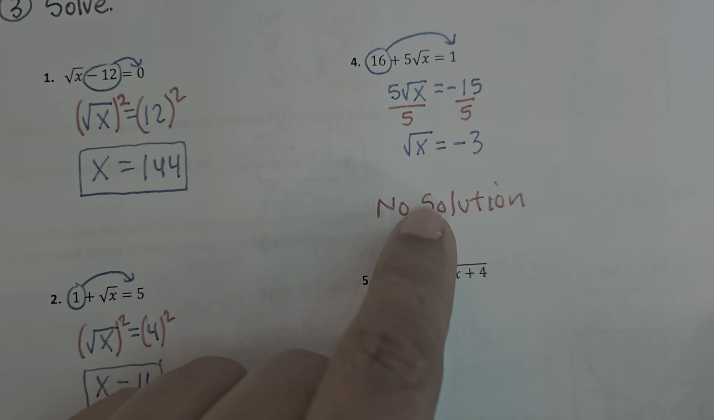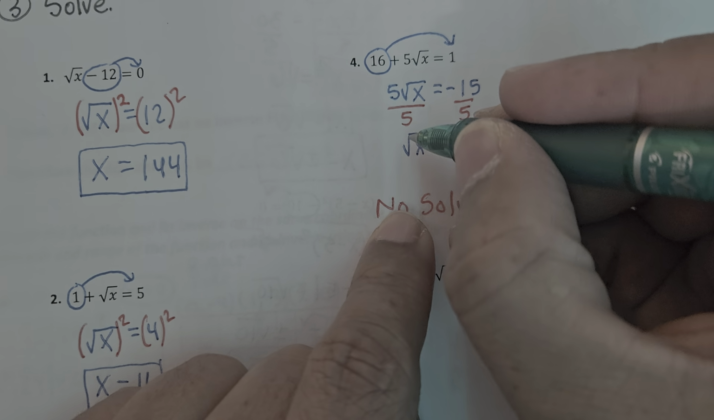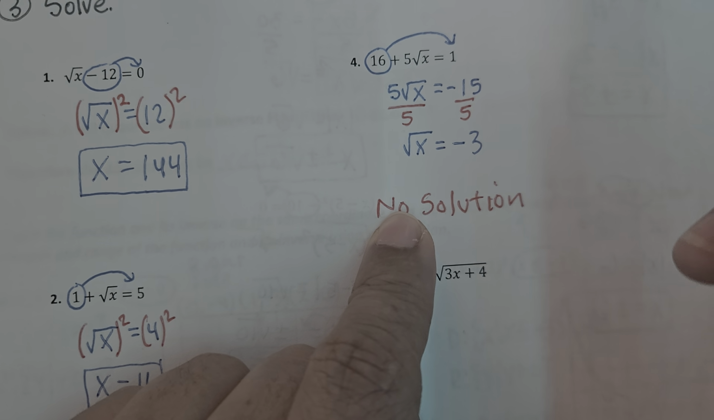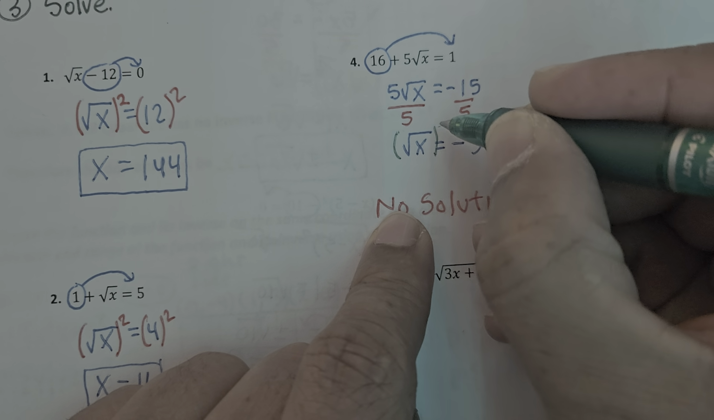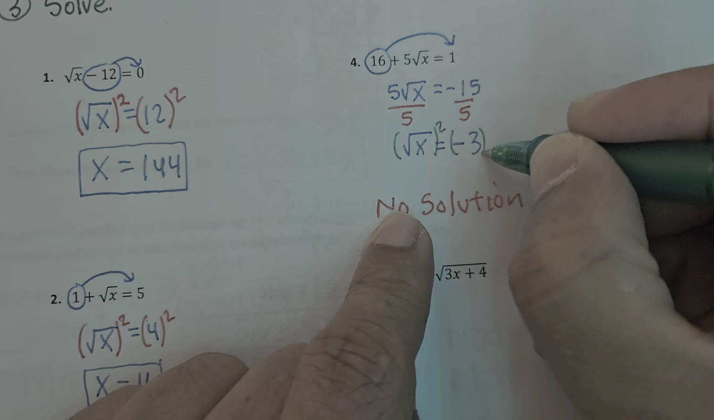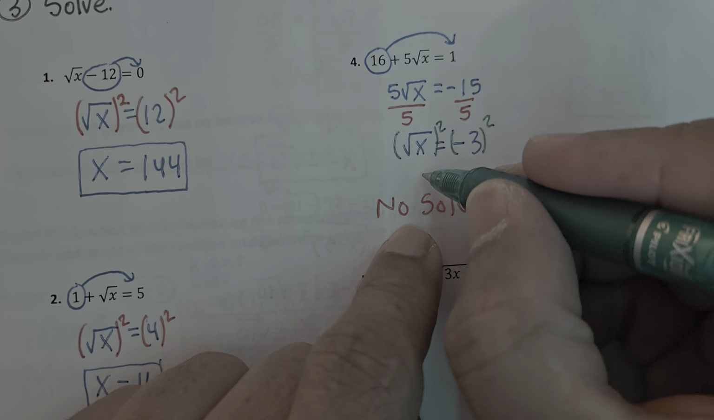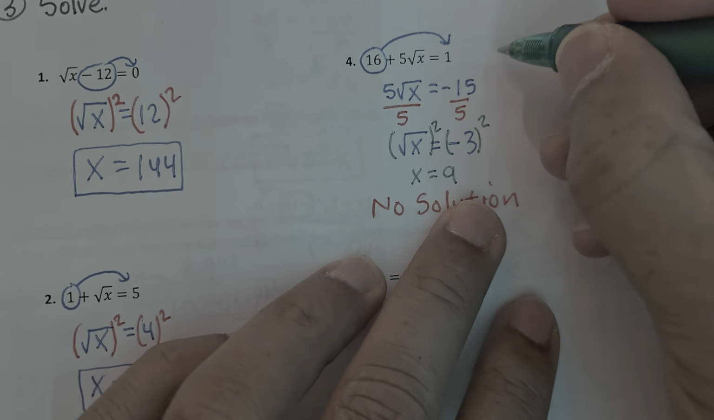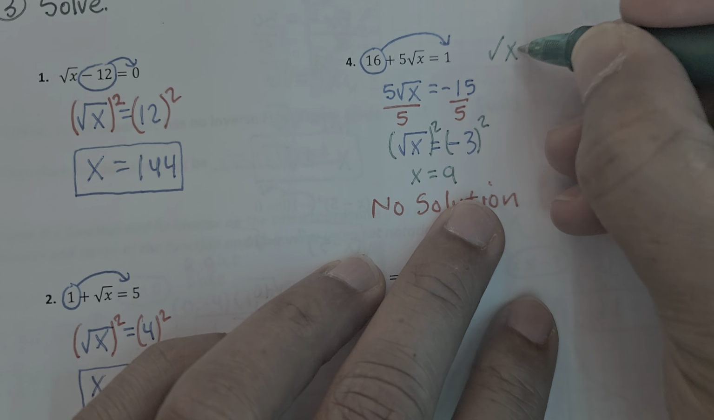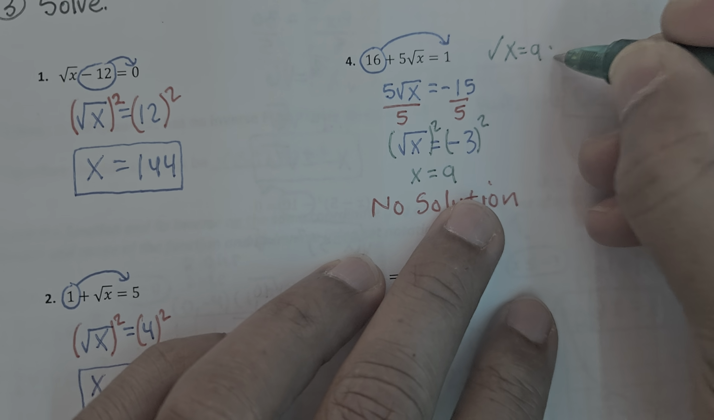So if I continue to solve this equation, don't write this down, okay? I'm just going to show you why this will give you false statements. So don't write this down. I'm going to take the square of the square root and also take the square of -3. So then this says that x is equal to 9. So when I check the solution, I'm going to check x equals 9. Let's see if I get a true statement.